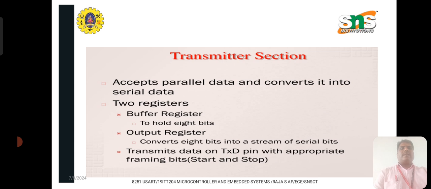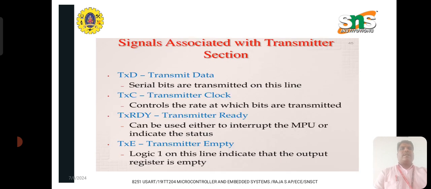There are two registers used in the transmitter section. One is the buffer register, another one is the output register. The buffer register holds the 8-bit input data, whereas the output register converts the 8 bits into a stream of serial bits. It transmits data on the TXD pin with appropriate framing bits, that is, start and stop bits. Signals associated with the transmitter section are TXD.